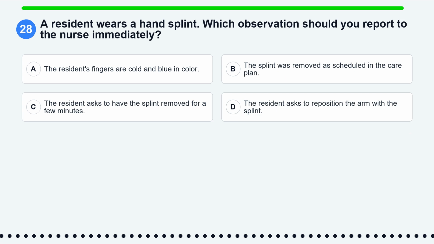Question 28. A resident wears a hand splint. Which observation should you report to the nurse immediately? Option A, the resident's fingers are cold and blue in color.